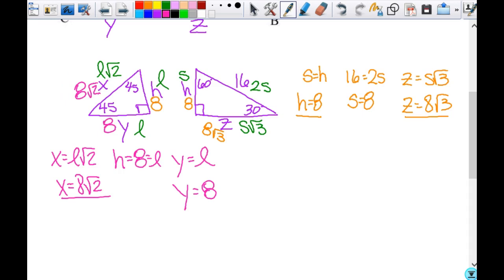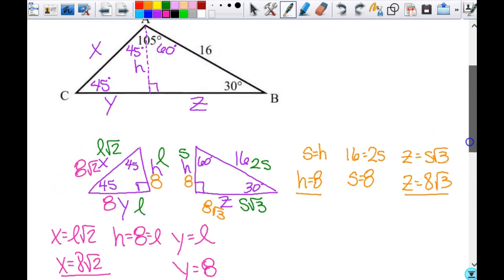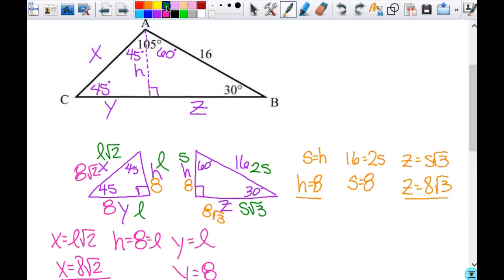Everybody with me? So now I'm going to take all this mess, and I'm going to label it on my original triangle up here. So this is 8 square root of 2. This is 8. This is 8 square root of 3. 16 and 8. Okay, so we found all the pieces. We're all good? Do you kind of see why having your work semi-organized and labeling things can be very, very important? We really haven't done that much true mathematical work as you think of math, but there's a lot of labeling and knowing what's what.